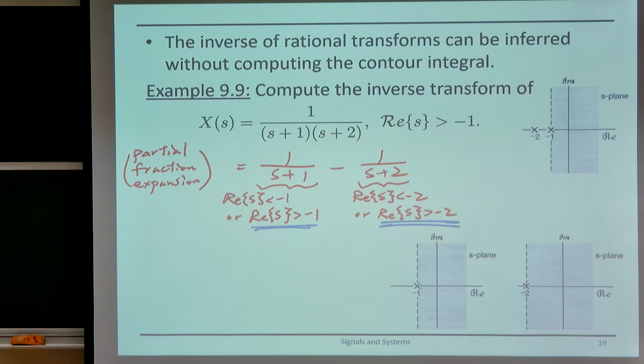All right. So if you know that the algebraic expression for this term is 1 over s plus 1, and you know that the region of convergence is the right half plane, then you immediately know the time domain signal. So if you know that this is 1 over s plus 1 with region of convergence greater than minus 1, then you immediately know that this is e to the minus t u of t. Okay?